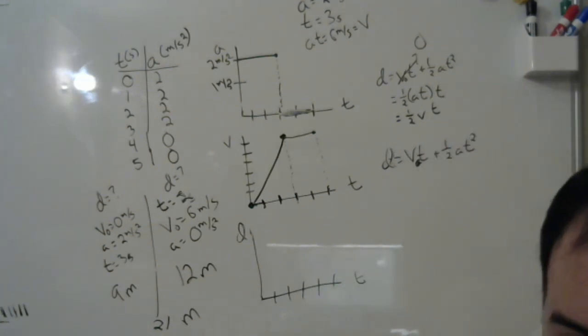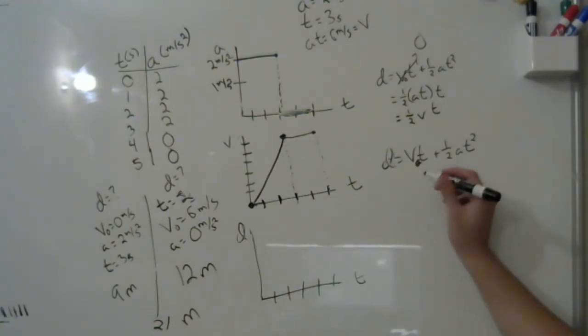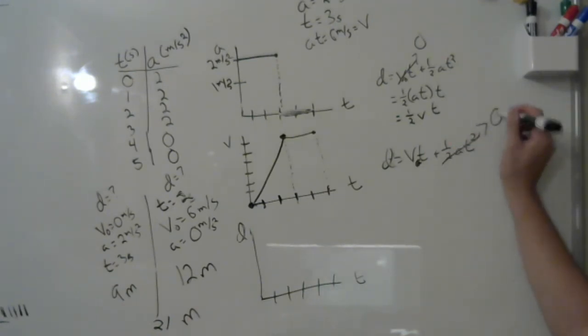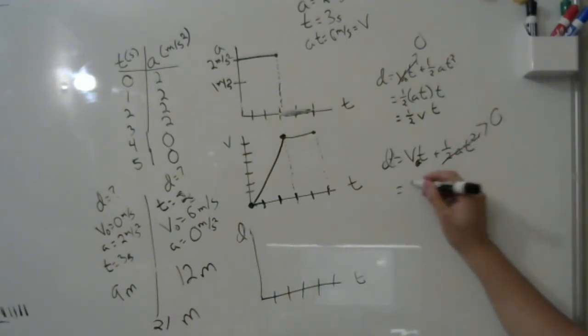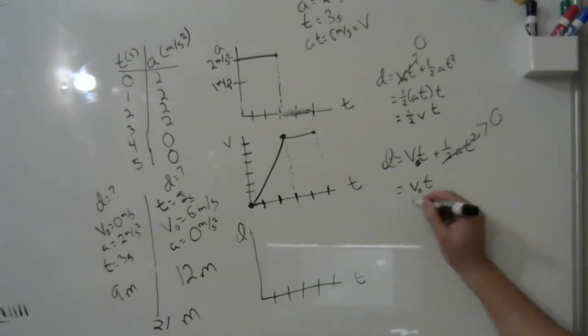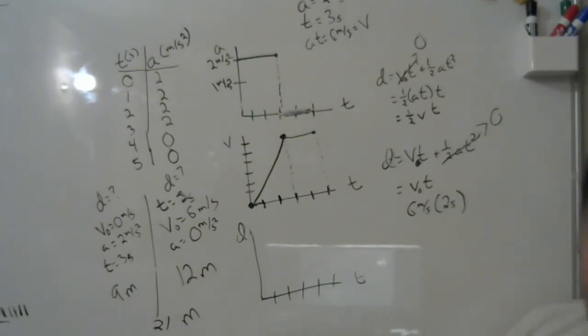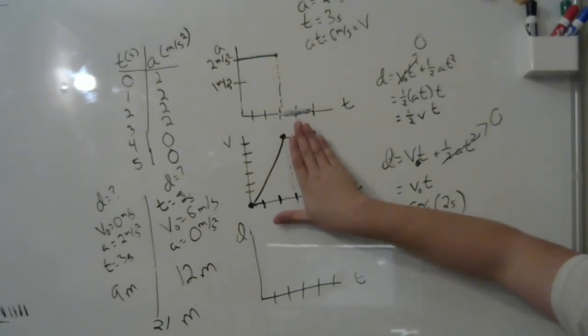How's my time? It's 5. Well, in this case, a is 0. And v naught was 6 meters per second. And t was 2 seconds. And that 6 times 2, 12 meters, is how far the truck went in this section of the graph.